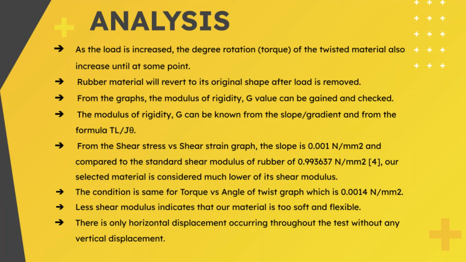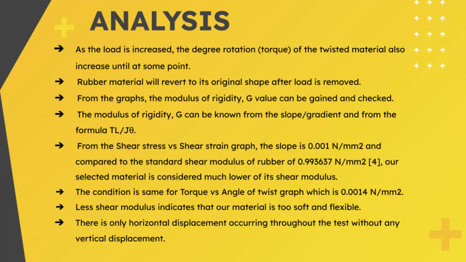From the shear stress versus shear strain graph, the slope is 0.001 Newton per square millimeter, and compared to the standard shear modulus of rubber of 0.993637 Newton per square millimeter, our selected material is considered much lower in its shear modulus.